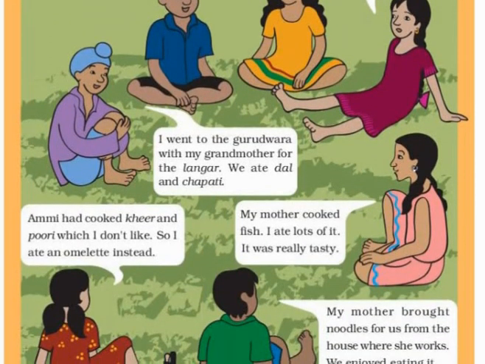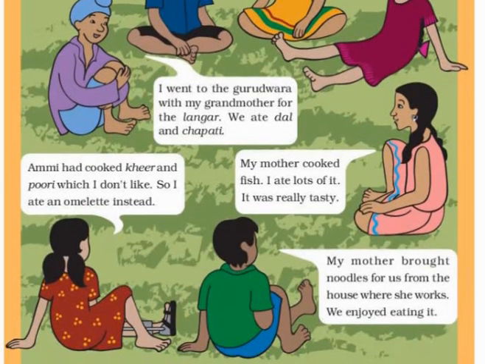"Ammi had cooked kheer and puri, which I don't like, so I ate an omelette instead." "My mother cooked fish. I ate lots of it. It was really tasty." "My mother bought noodles for us from the house where she works.